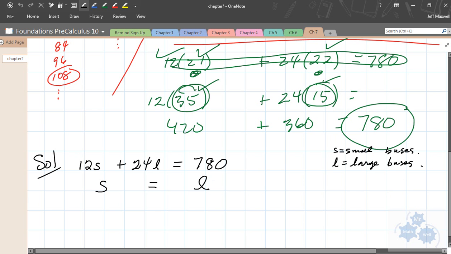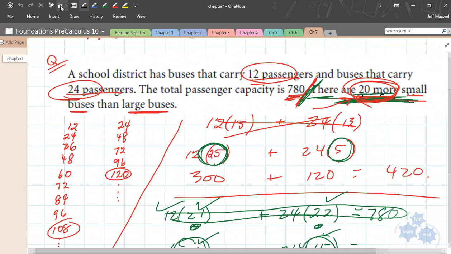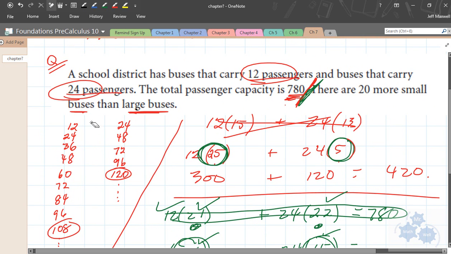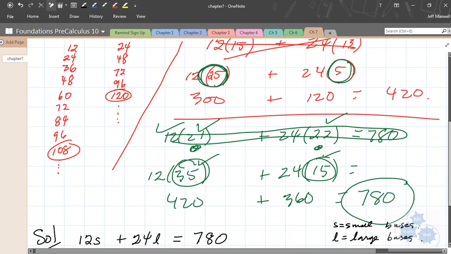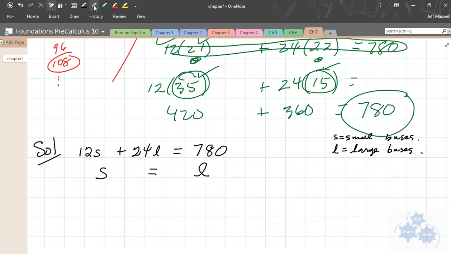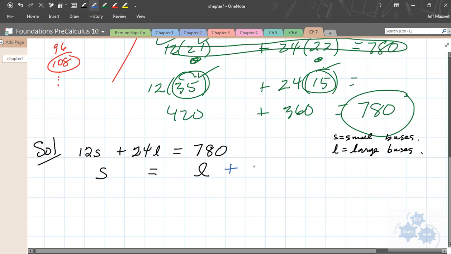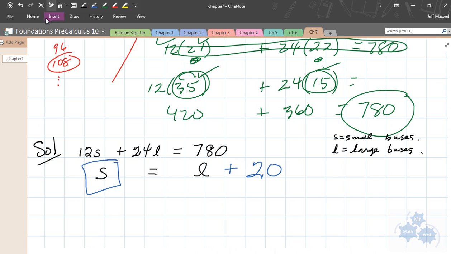Because I'll tell you what happens, students do this. They say, oh, 20 more small buses, so 20 plus S equals L. But there's more small buses. So guess what? If we're going to make these equal, you have to add 20 to this side. You see? There's more small buses, so you got to take the number of large buses plus 20 to make your equation. You see that?